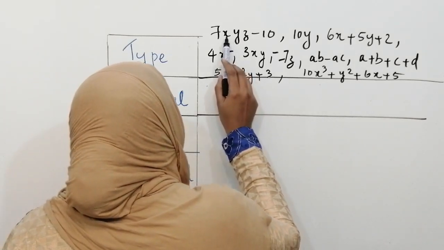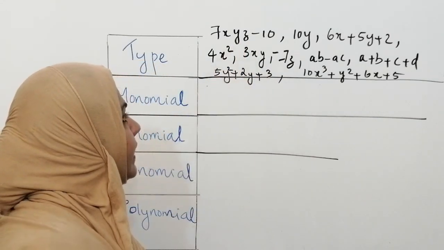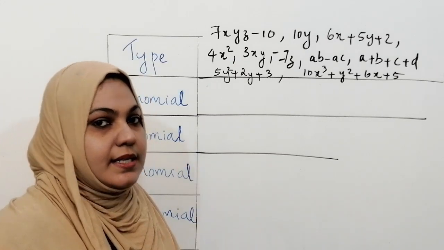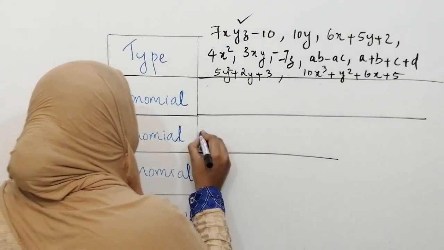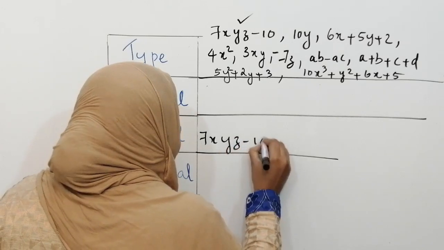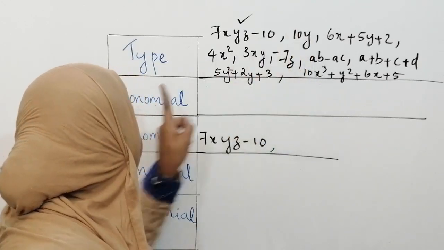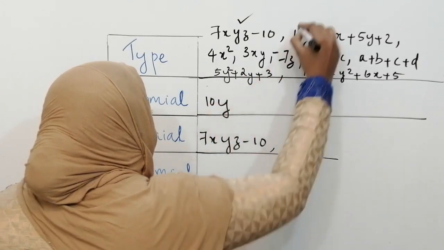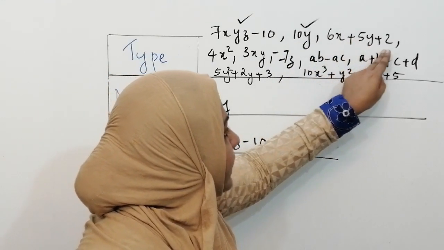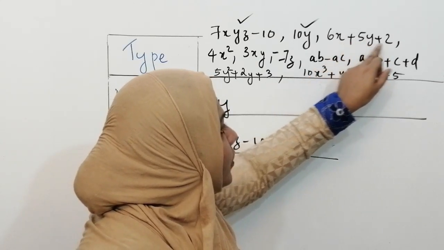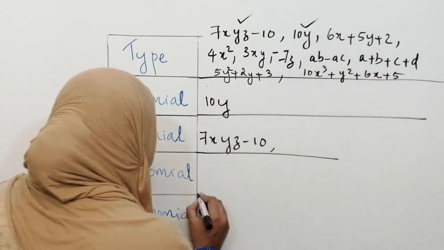Here you can see 7xyz minus 10. It has two terms. 7xyz minus 10, which is an algebraic expression, comprises two terms. So this algebraic expression will come under the category of binomial. Next 10y. You know that 10 is multiplied by a variable. So here only one term, so it's under monomial. Next we can do 6x plus 5y plus 2. It's an algebraic expression. It comprises 1, 2, 3 terms, separated by plus sign. So that means it's under trinomial.